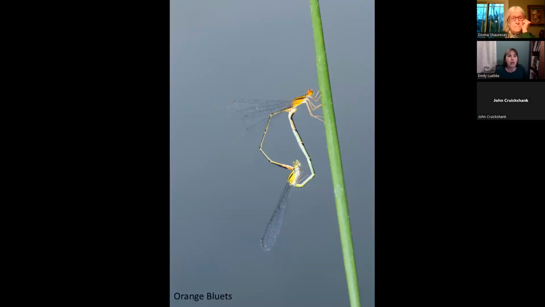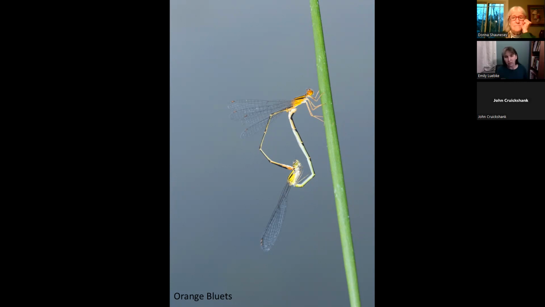So here are some mating orange bluets. Okay, and so this is the wheel position, and this is the typical way that you will see dragonflies and damselflies mating. So the orange one here is the male, and you can see that his abdomen comes down. He's clasping the female with those terminal appendages behind her head there. And then the female brings her abdomen up to S2, where we just talked about that there's a secondary genitalia for the males, and that is how they mate.